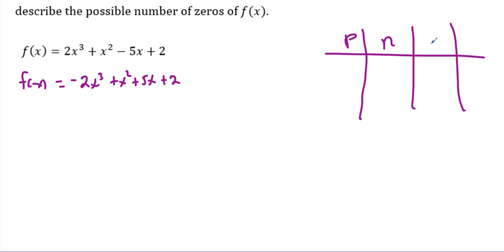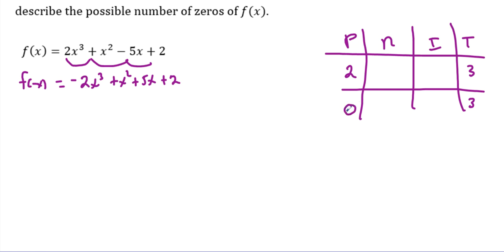Positive, negative, imaginary, and total. My total is going to be 3 for both of these. So let's take a look at our positives. We have a sign change. Nope, that's not a sign change. We have 1 sign change, 2 sign changes. So I have a possible of 2. And I can subtract, and I'm going to have a possibility of 0 here.